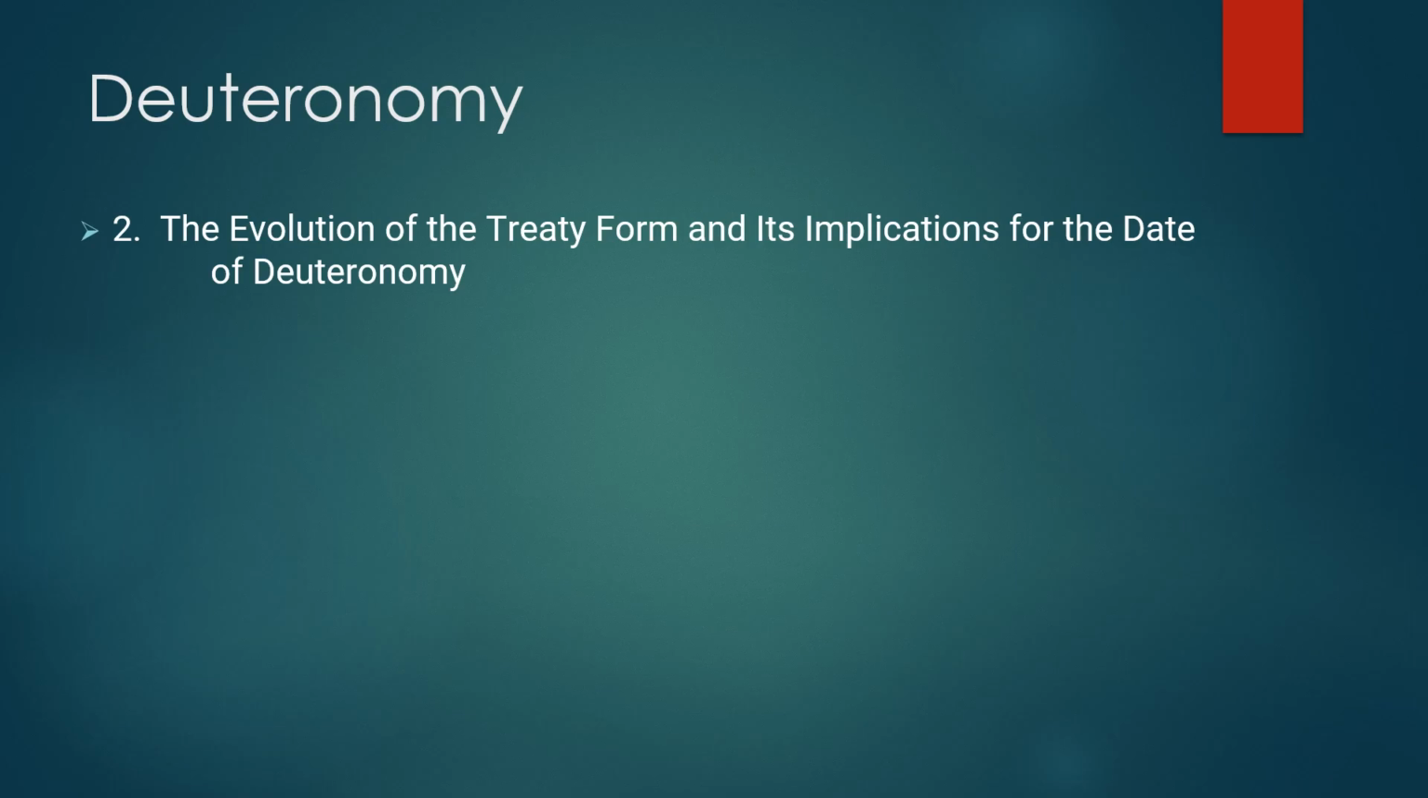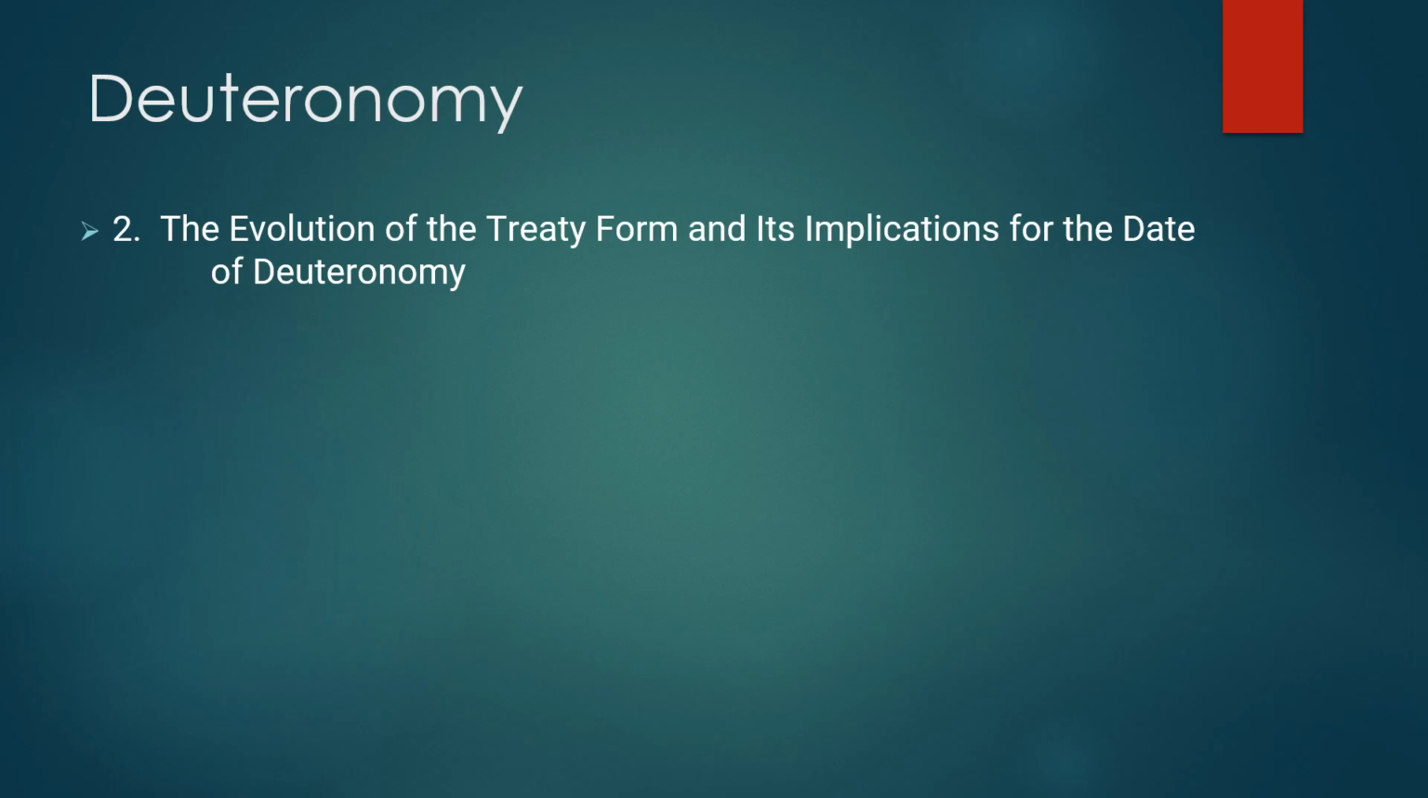Well, let's move on to number 2 on your sheet, which is the evolution of the treaty form and its implications for the date of Deuteronomy. I've mentioned this earlier. Kline argues in his book, The Treaty of the Great King, page 28, that Deuteronomy is a covenant renewal document that, in its total structure, exhibits the classic legal form of suzerainty treaties of the Mosaic Age, namely from the Hittites.